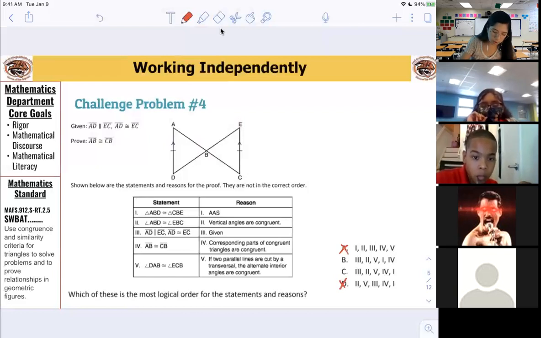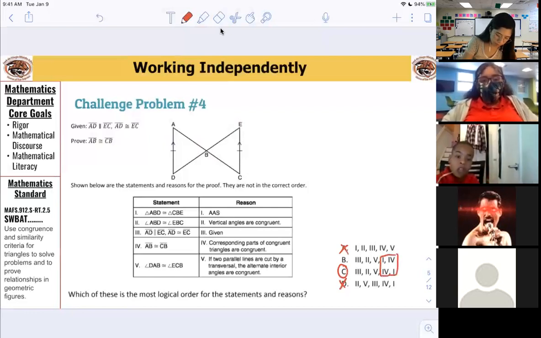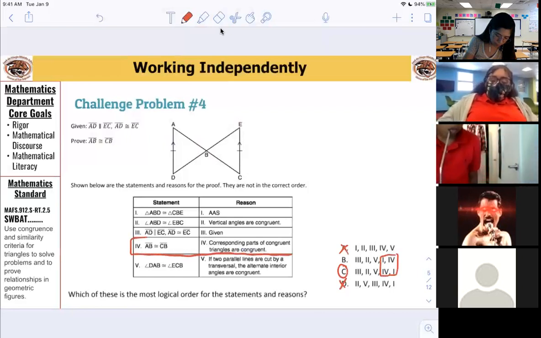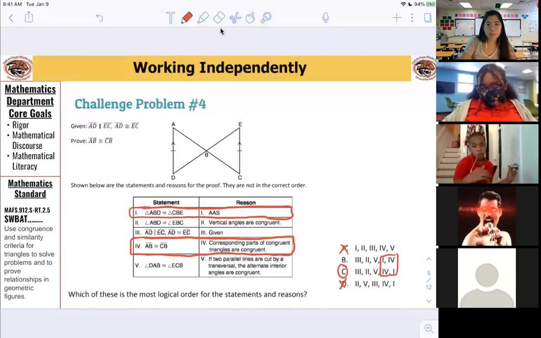Okay. So let's take a look at how Tyrone did it. So you chose C, right? Yes. Okay, so let's take a look. The only 2 things that are different between C and B are the last 2 reasons. So let's highlight those. And it can't be 1 for number 4 on the statement because it has to be AAS, which means you need 2 angles and 1 side. Okay. So those are the last possible reasons.